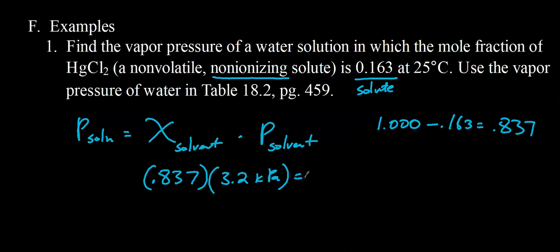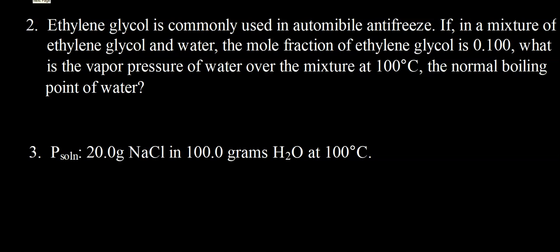All right, so water by itself has a vapor pressure of 3.2 kilopascals at 25 degrees Celsius. When you have this solution, the solution, of course, will have a lower vapor pressure than the solvent by itself. So we end up with 2 sig figs here. We'll go 2.7 kilopascals. All right, so go ahead and try this one on your own.